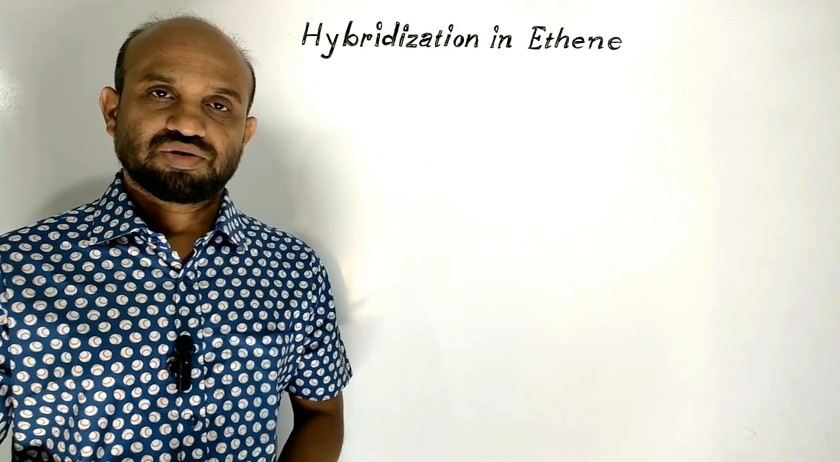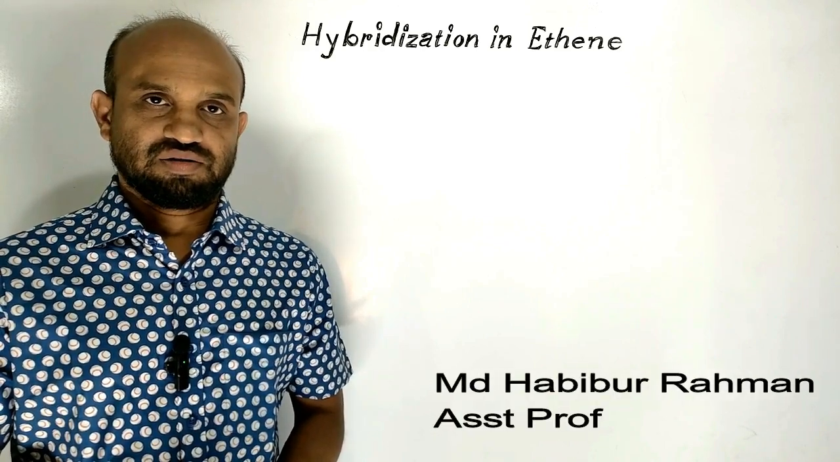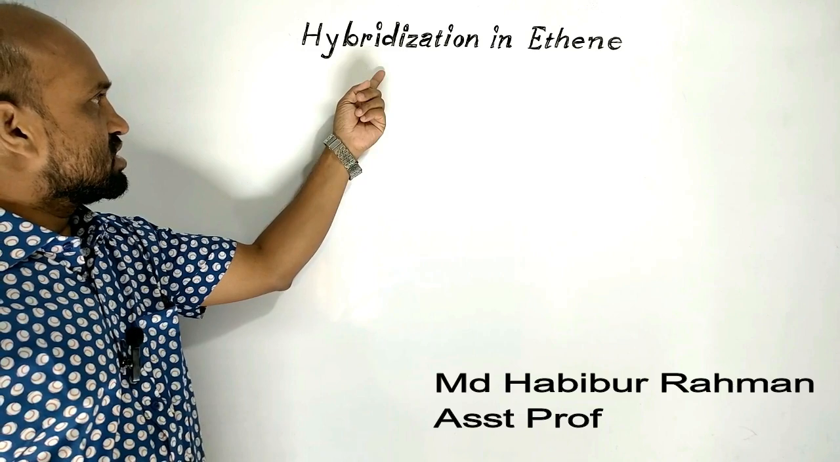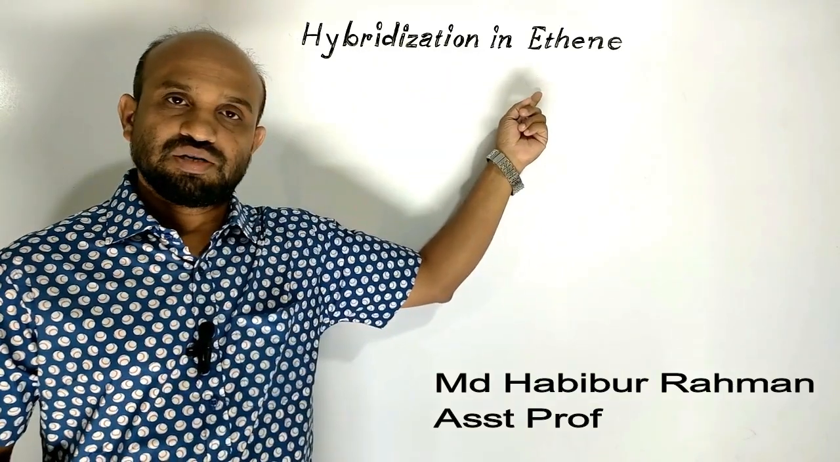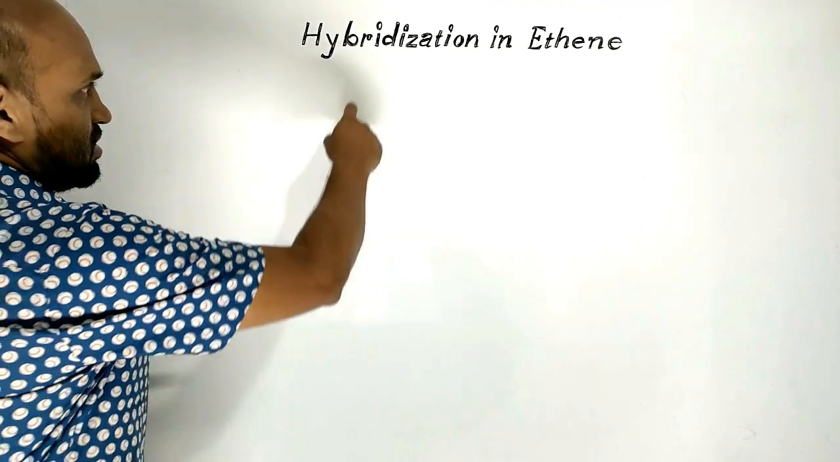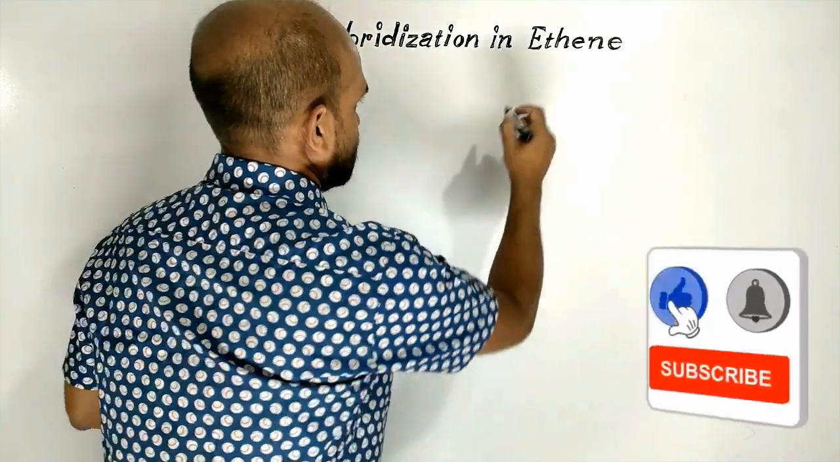In the previous lesson, we have learned hybridization state of carbon in ethane. In this lesson, we are going to learn hybridization state of carbon in ethene. So let's begin. Hybridization state of carbon in ethene.